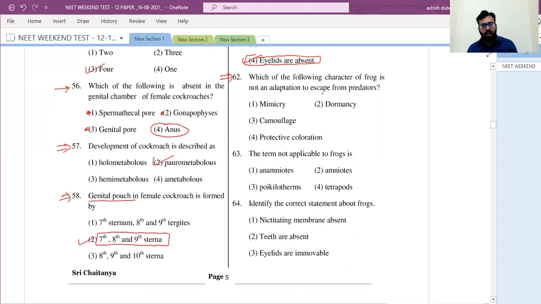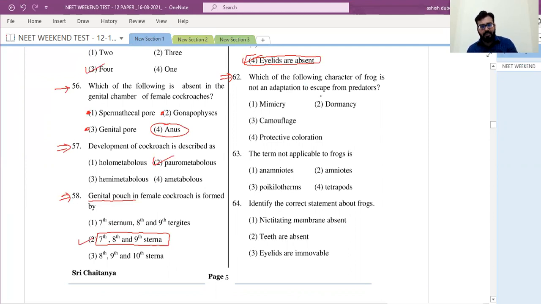Mimicry is any kind of similarity, any kind of adaptation in which the organism is adapted to produce the sound of any other organism, to show the color of its surroundings, to form a nest just like any other organism, or to have wing color just like any other organism. All these things are known as mimicry.